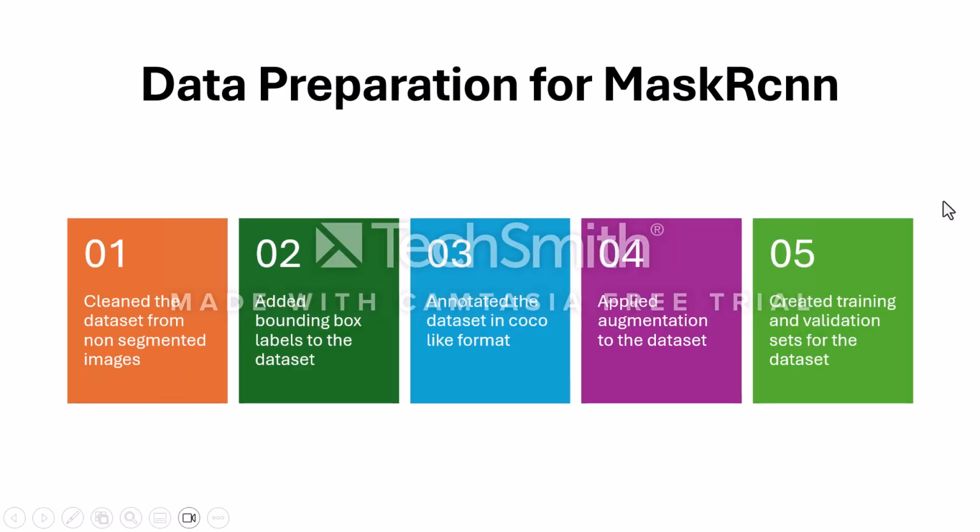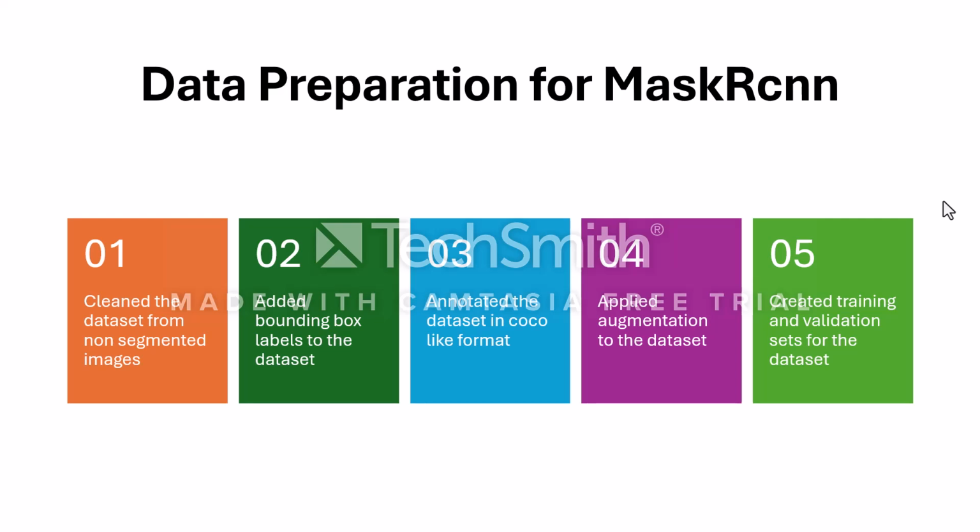Now let's talk about the data preparation for Mask RCNN. Mask RCNN is the model responsible for image segmentation. The first thing that we did is that we cleaned the data sets from images that are not segmented. Then we applied the bounding box labels to the data set. We followed the same approach we did with the YOLO V8. After that, we annotated the data set using the COCO-like format.